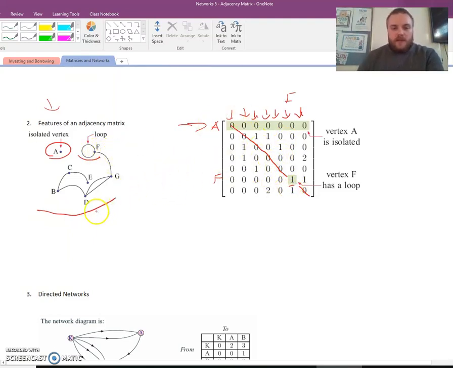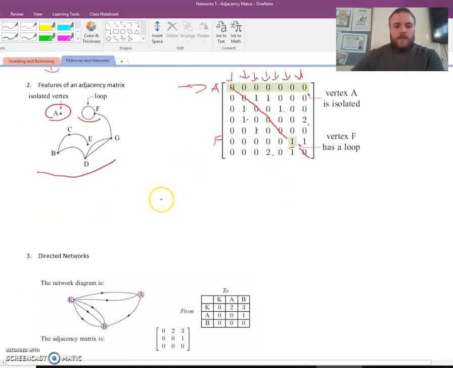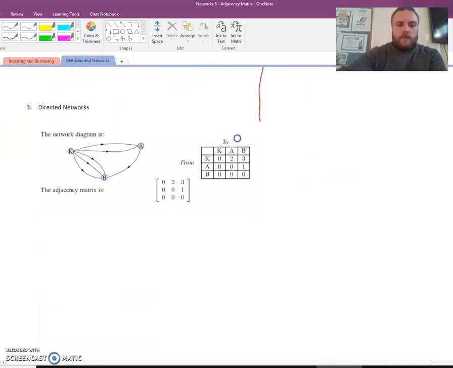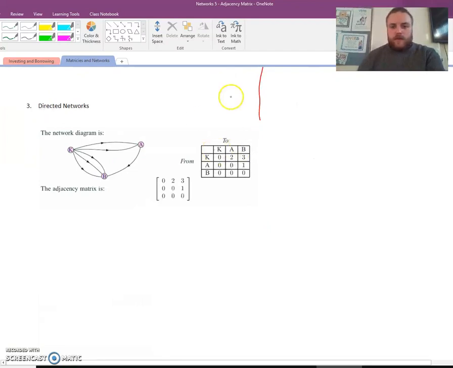So those are some of the key features of a network. If you've got 2s, it means that there are 2 connections between a couple of vertices. And again, you notice there's this reflection pattern going on where the numbers are the same the whole way across. So that again means that it's not a directed network. Okay, last section of this video. We'll have a look at directed networks.